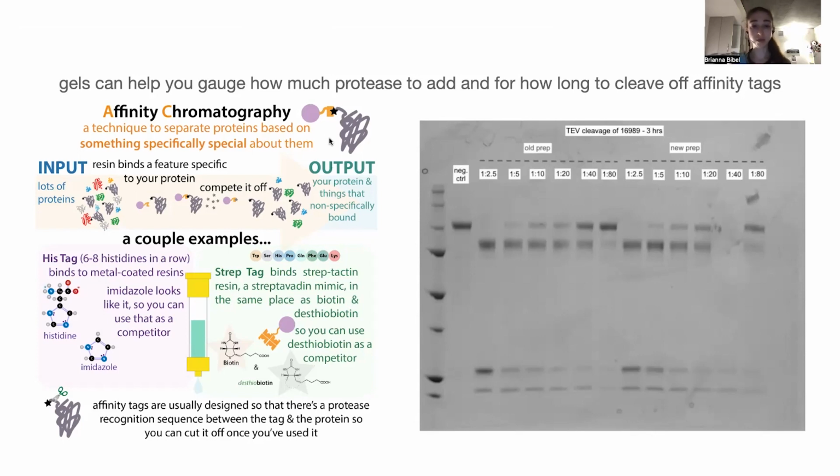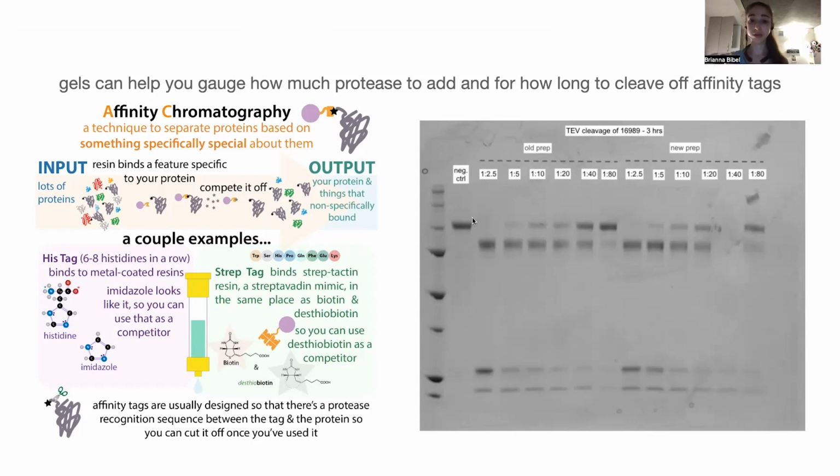Once we're done with that, we often want to cut that tag off. So we typically design these with a protease recognition site, a site that's going to be recognized by a specific protein cutter, such as maybe TEV, that's going to cut off that tag. We need to optimize how much of that protease to add, so how much of that cutter in order to cut this off, and how long to use it for. So for example, we might need to do a time course and dilution series to figure out the best amount.